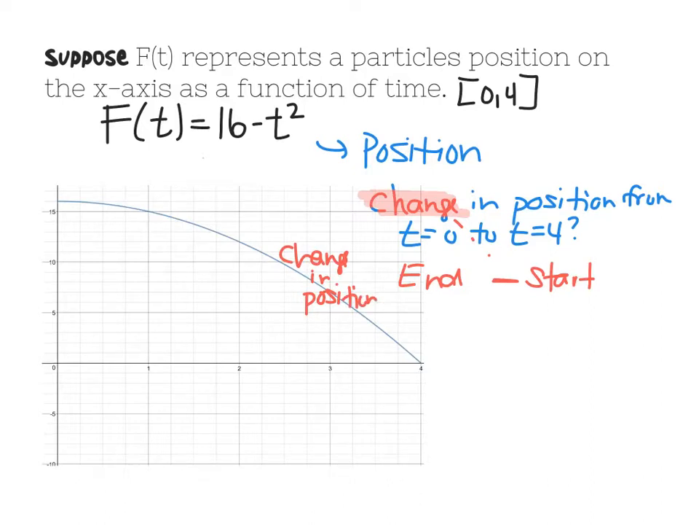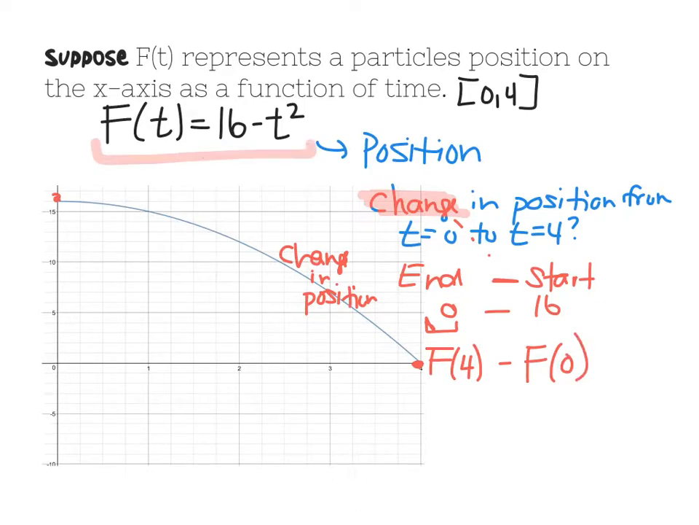In this case, where we ended was right here, that's 0, and where we started was up here at 16. If we use function notation, the position is given to us by this function. This is F of 4, and I subtracted the position at 0. Since we are given position, we can directly calculate the change in position using the position function.